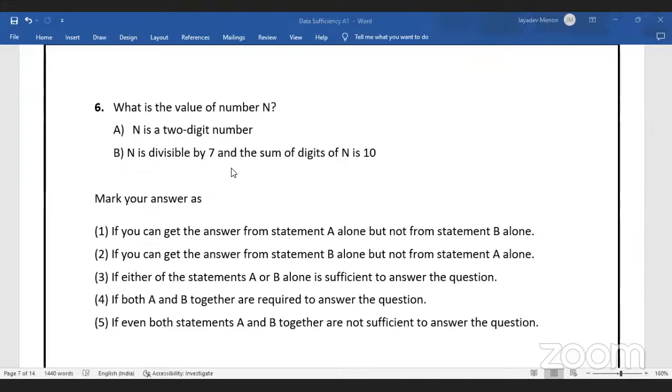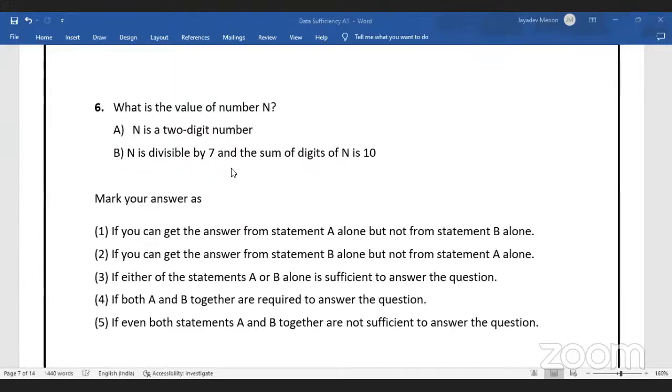What is the value of number n? N is a two-digit number. Two-digit number means n can take any values from 10 to 99. So n will be having 90 values. So it is not possible to answer the question by using statement A alone.